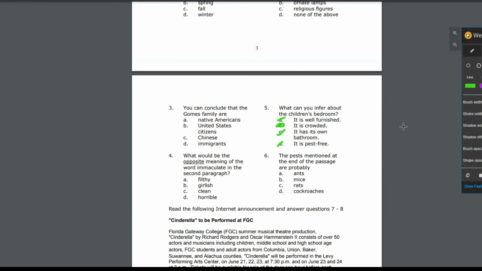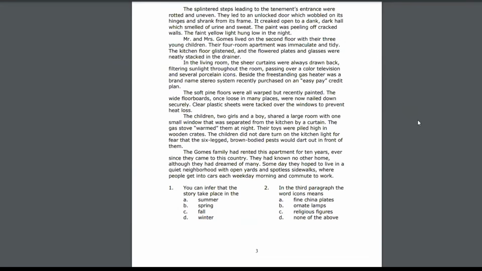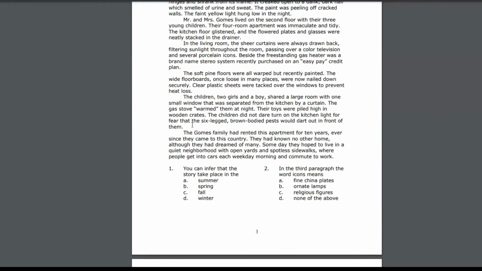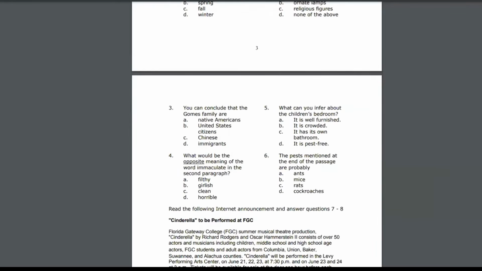All right, and then number 6, the pests mentioned at the end of the passage are probably, so they have ants, mice, rats, cockroaches. So we know that in the passage, they said six-legged, what did they say? Yep, 6-legged brown body pests. All right, so we know, of course, if it has 6 legs, we already can eliminate mice, and we can eliminate the rats because they have 4 legs. So now we're down to ants and cockroaches.